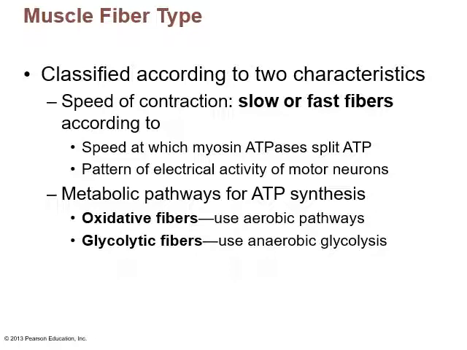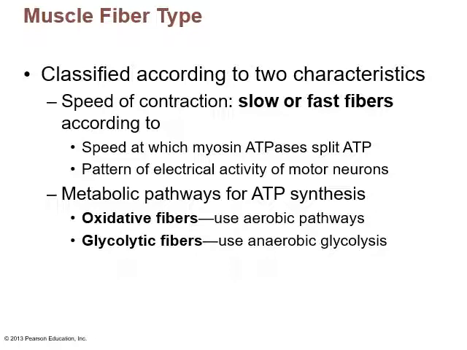Okay, so the other thing is we have two types of fibers inside of the muscle. And it has to do with the speed of contraction. We have some that are called slow twitch fibers, and we have some that are called fast twitch fibers. And which is determined by the speed at which the myosin ATPases are able to split ATP, and the pattern of electrical activity of motor neurons. So here's what you need to know.